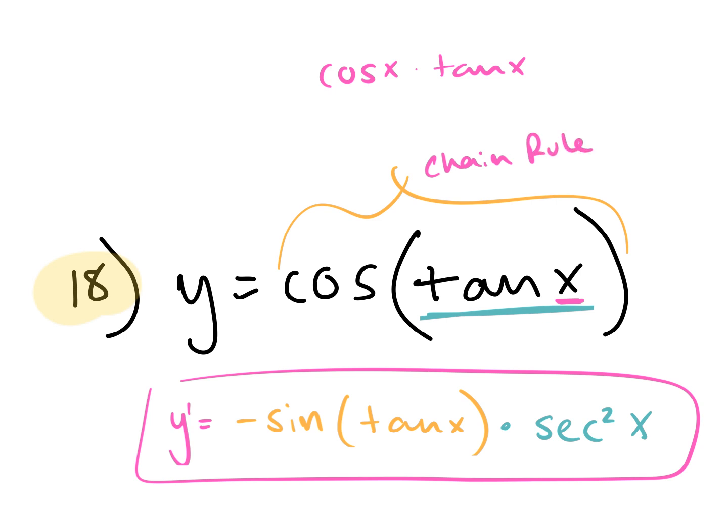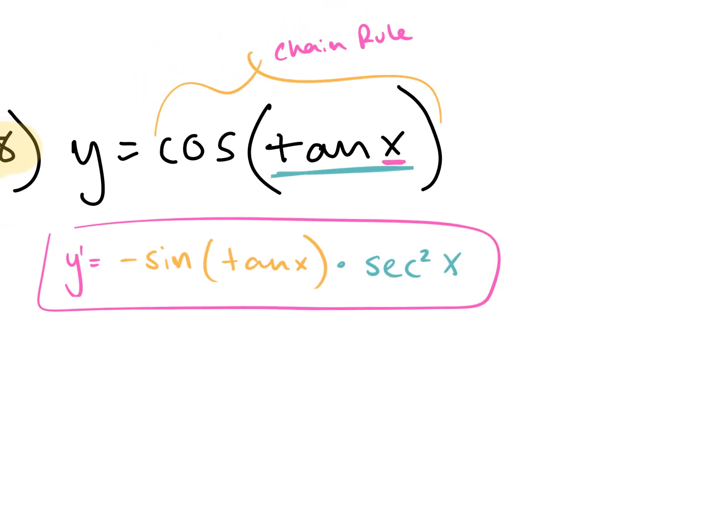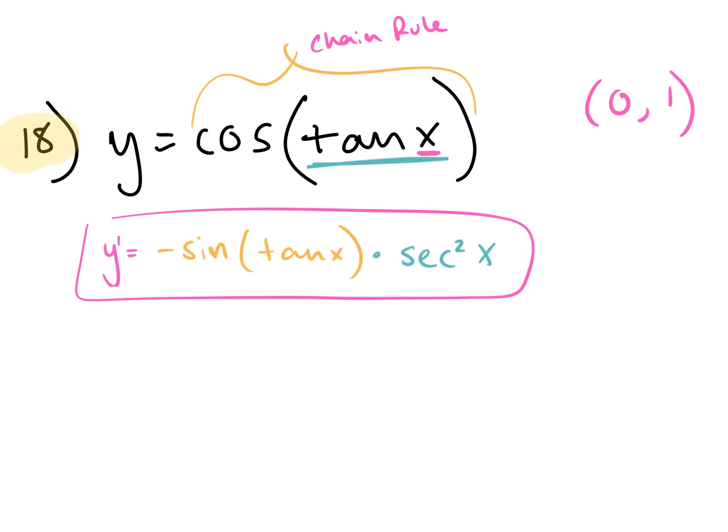Let's say that this question was similar to 19, where it asked us to find the slope. Let's say it asked us to find the slope at 0, comma, we'll just call it 0, 1. So I would plug in my x value. So we have negative sine of the tangent of 0 times the secant squared of 0.